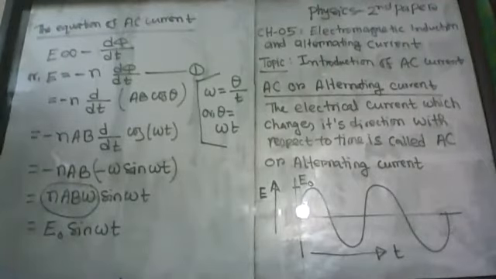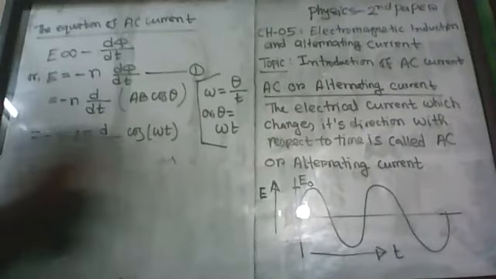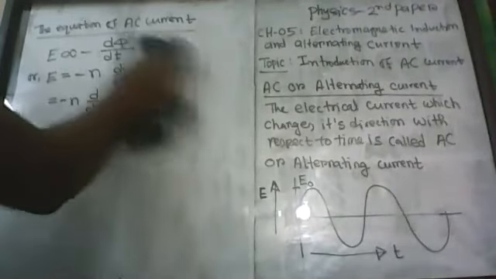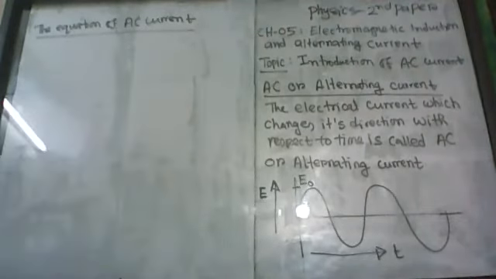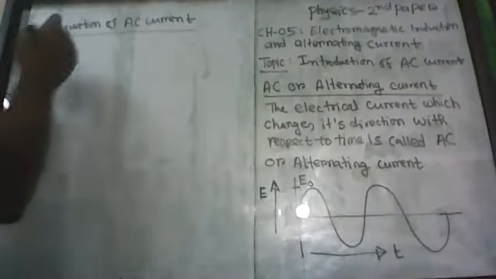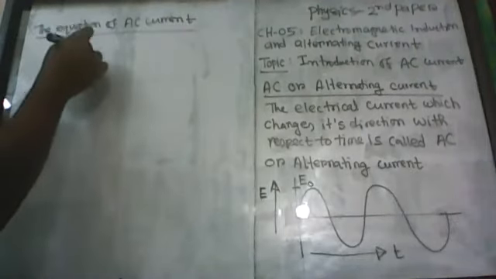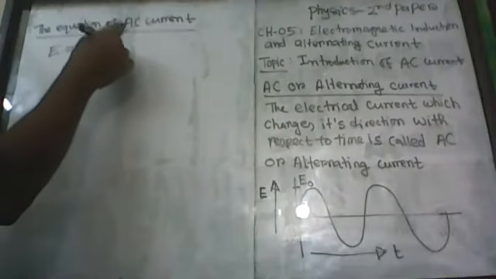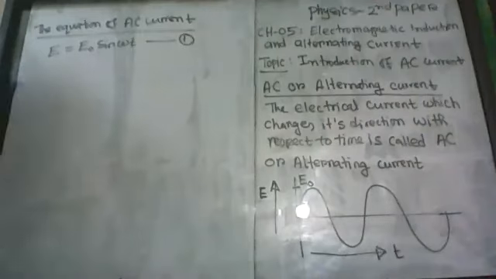So I can say that the basic equation of AC electromotive force is just like this. E equals E naught sine omega t. Equation number 1. This is the equation of AC electromotive force.